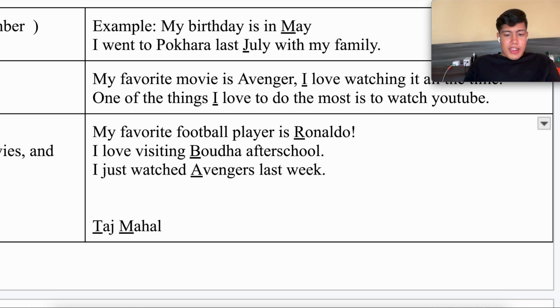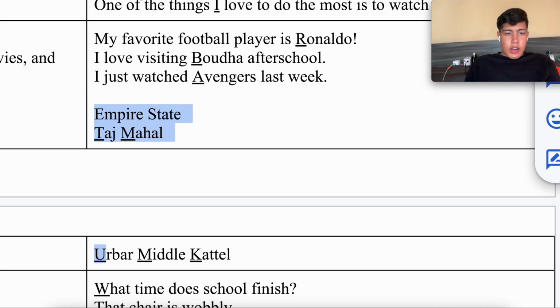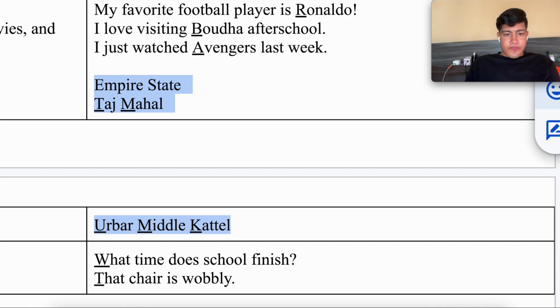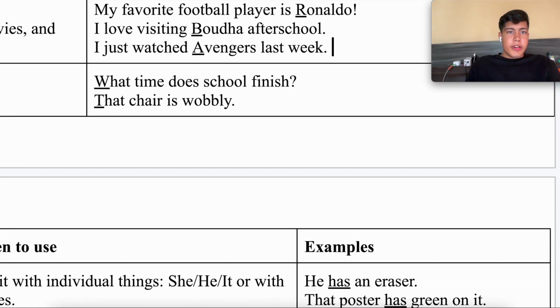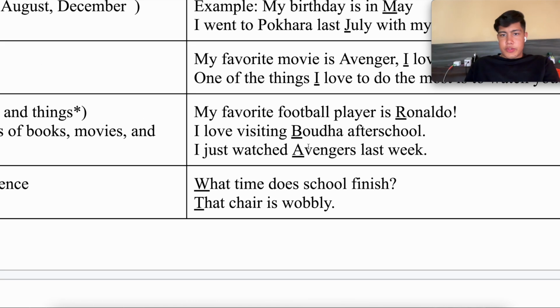Let's say we're talking about the Empire State. Both words need to be capitalized because it's the name of a place, or the name of a thing with a name. That's just important to remember. So we talked about Boda right here. I think it's technically spelled like that. And then Avengers, which is a movie. It has to be capitalized when we're talking about a thing with a name.